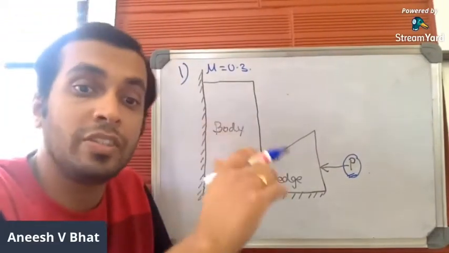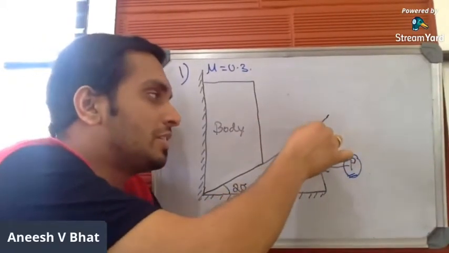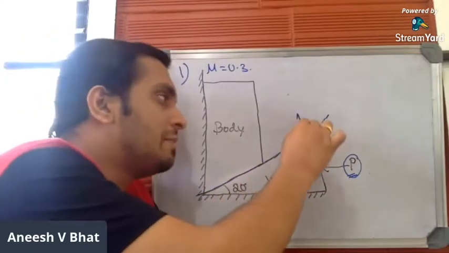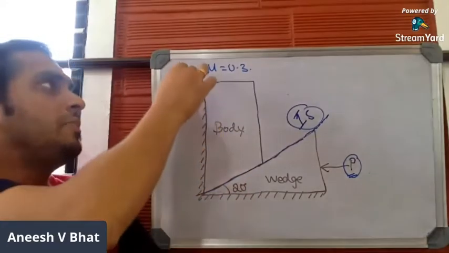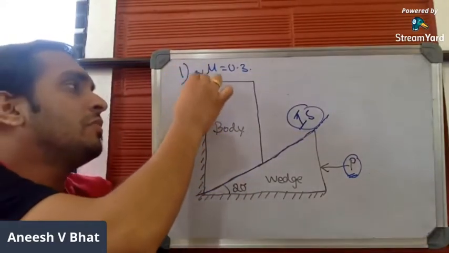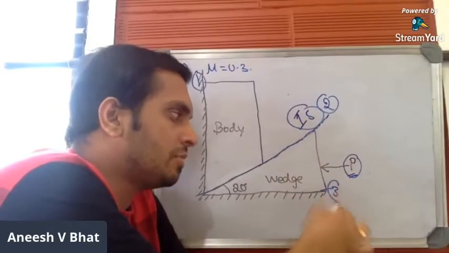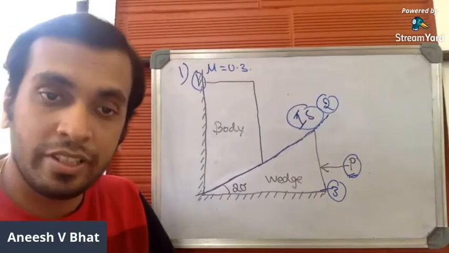Step number 1 is to draw the imaginary surface between the body and the wedge. Let me draw the imaginary surface. This will be the imaginary surface. Let us name all the surfaces. Let me name this vertical surface as surface number 1, the imaginary surface as surface number 2, and the horizontal surface as surface number 3. So I've marked all the surfaces now.